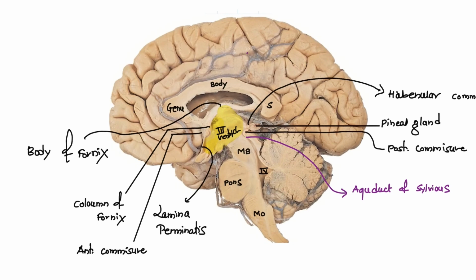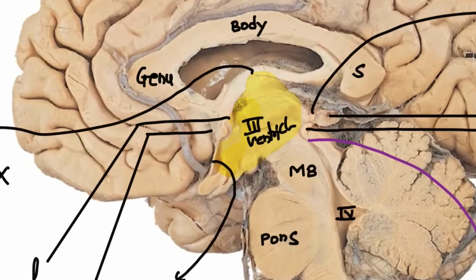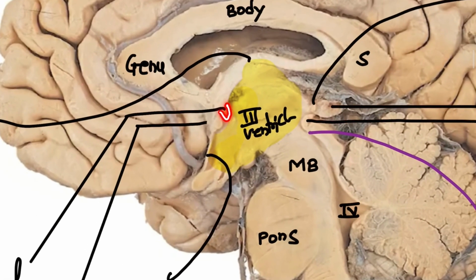Now look over here. Here we have the body of the fornix. The body of the fornix looks like a curved structure, right? Now this is the column of the fornix. Here we can see two vertical structures descending from the body of the fornix. Okay, so these are the columns of the fornix.